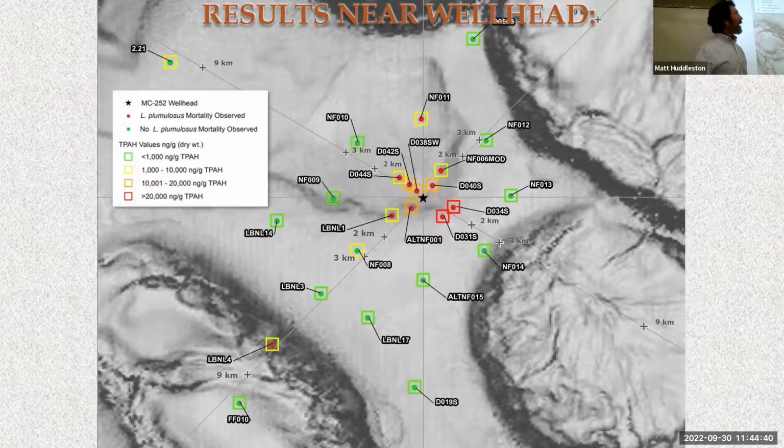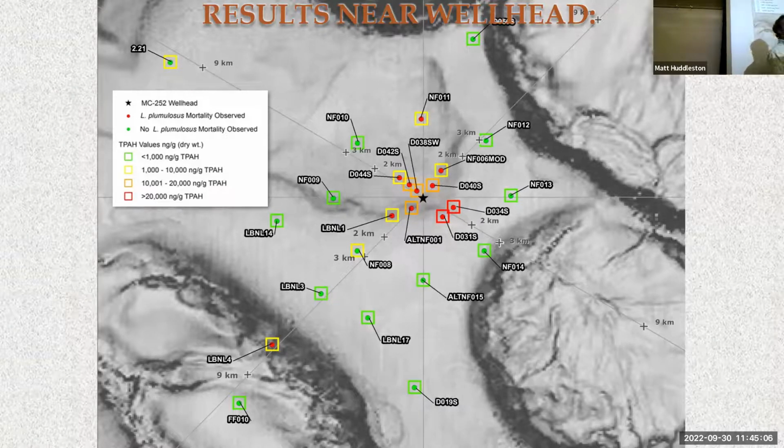And then you work your way outside of that, and you don't see the effects on the organisms outside that roughly 2 to 3 kilometer zone. And so in the chemical concentrations, that's TPAH, that's the total petroleum. Total PAH is total polycyclic aromatic hydrocarbons. So the chemical data match up really nicely with the toxicity data.